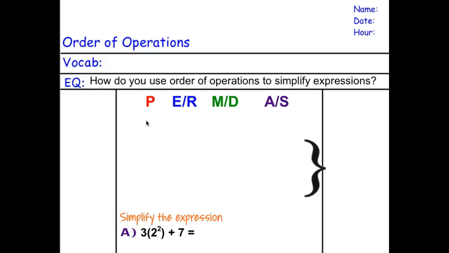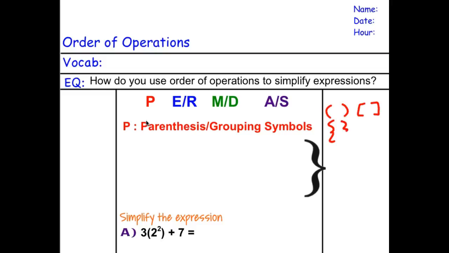So our first one with our P is going to be our parentheses or grouping symbols, and that means we're going to have lots of different grouping symbols. That could be parentheses, it could be square brackets, it could be your squiggly brackets, it could even be absolute value signs. Then we're going to go E and R, which is exponents and radicals. We're not going to do a ton with radicals, but it's your square roots.